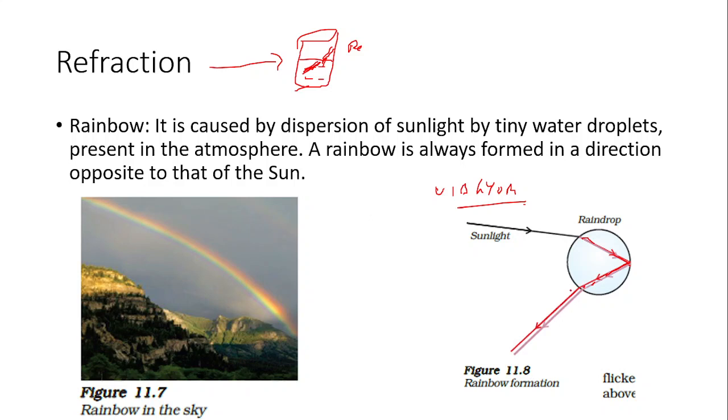So what happens ultimately when it comes out? It gets refracted and you can see 7 colors. This is called a rainbow. So rainbow is caused by dispersion of sunlight by tiny water droplets, because of the water droplets present in the atmosphere. You should always remember, rainbow is always formed in a direction opposite to that of the sun. It will not be in the same direction, it is always in the opposite direction to that of the sun.